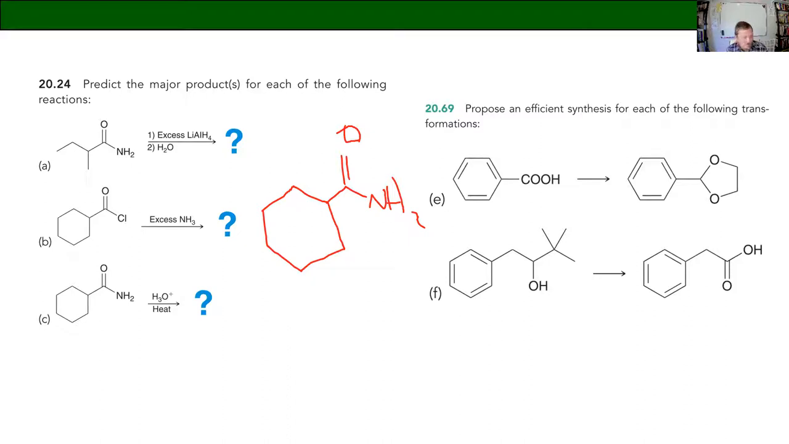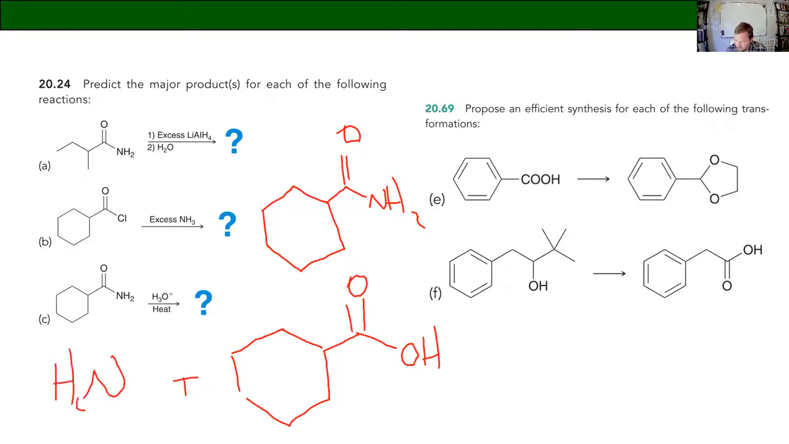And if we went through that hydrolysis reaction from C, if we took our cyclohexanecarboxamide and exposed it to excess acid and heat, we're just going to convert it to the acid form. Plus the protonated ammonia that we have here.